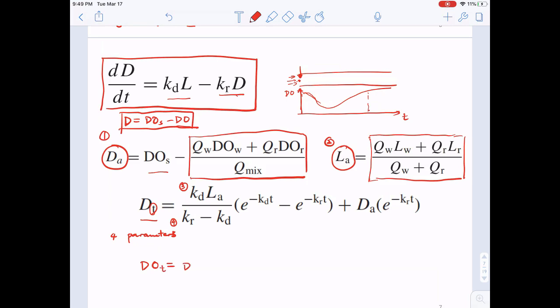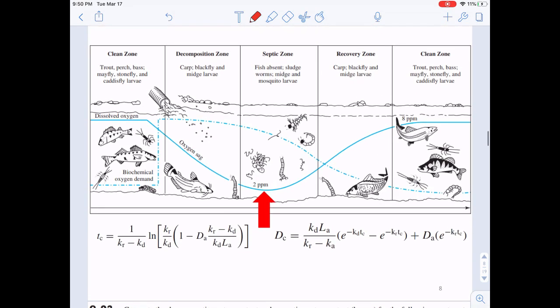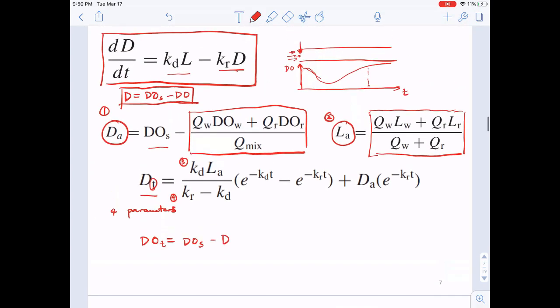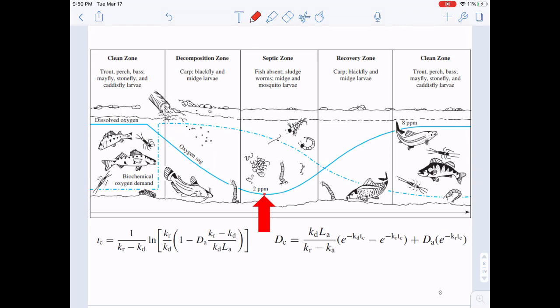If we rearrange this equation, the dissolved oxygen at this point is equal to the saturated dissolved oxygen concentration minus the oxygen deficit, okay? So in order to calculate the BOD at any specific time or distance downstream of this mixing point, we just need to find out these 4 parameters and plug them in, right? So this is about the concentration at any specific distance.